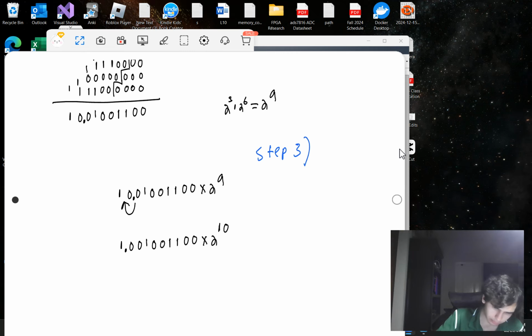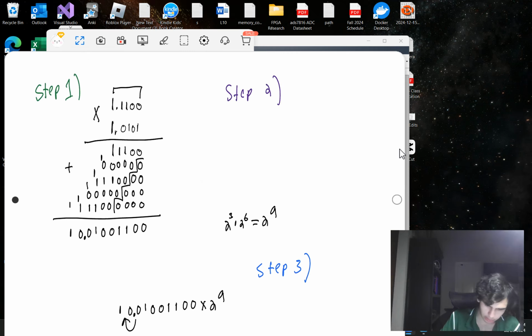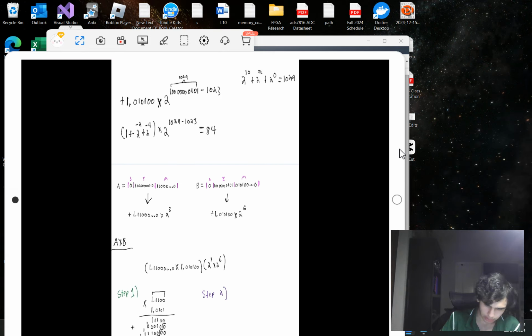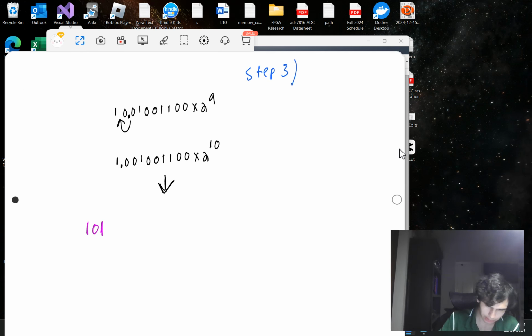So yeah, now that we know that this is our answer, we need to convert it to floating point, because that's what it's always going to be. So we know the sign is going to be 0, because remember, it was A times B. These were both positive, so it's going to be positive. Zero.